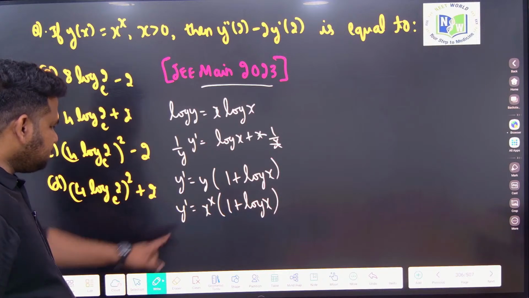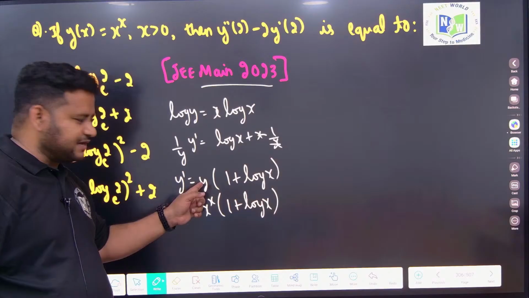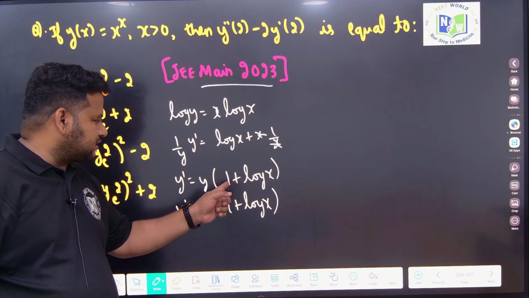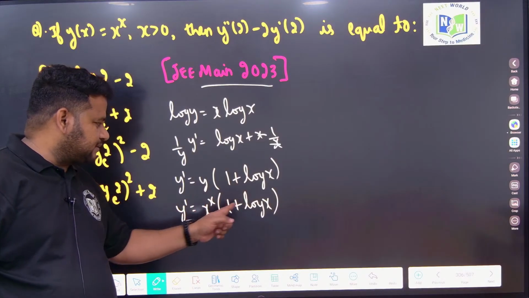X power x differentiation is what? X power x differentiation is here: y into 1 plus log x, that is x power x into 1 plus log x.